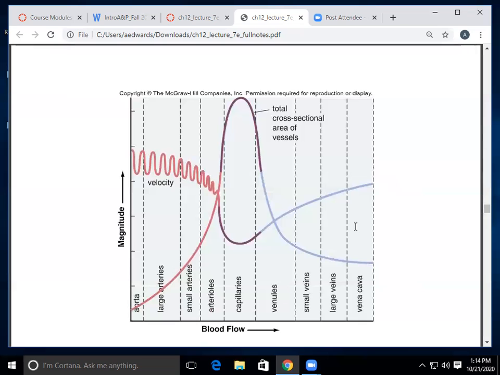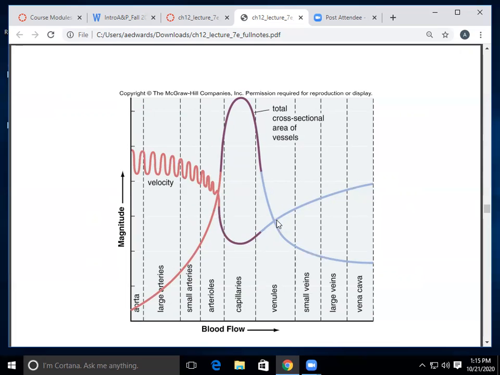Okay, so this chart or graph shows you the total cross-sectional area of your different blood vessels. It also looks at velocity. Your large arteries and your aorta are going to have most of your velocity, and it's going to drop off as you move toward small arteries, arterioles, capillaries. And so that's what you see here.